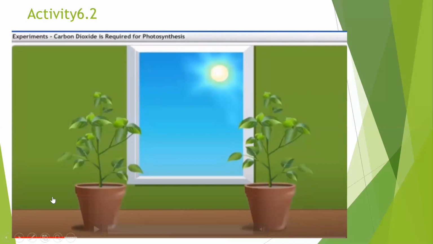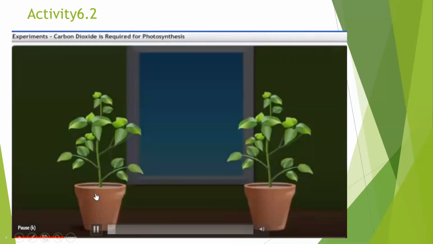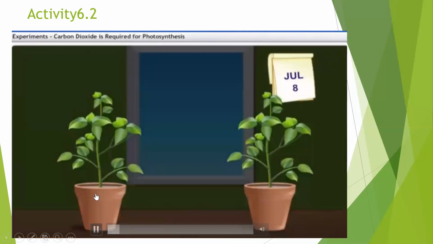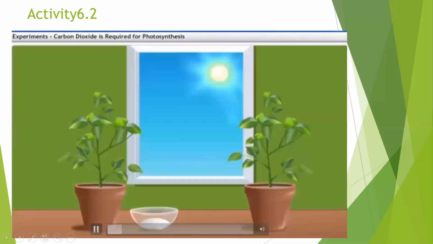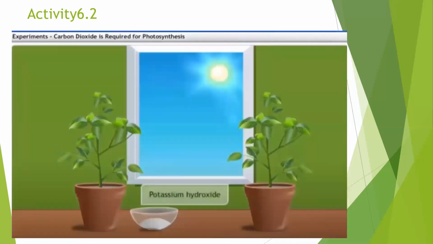Now, keep the potted plants in a dark room for 3 days. For what? To destarch. Now place a watch glass containing potassium hydroxide beside one of the potted plants. For what? We know potassium hydroxide is used to absorb carbon dioxide.